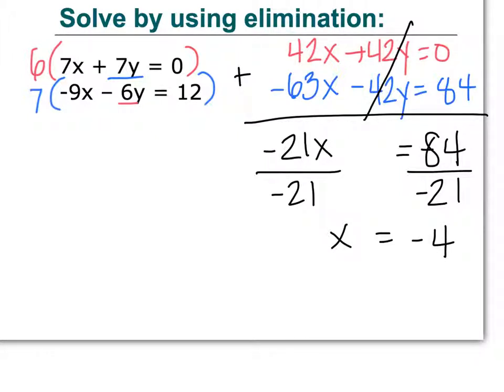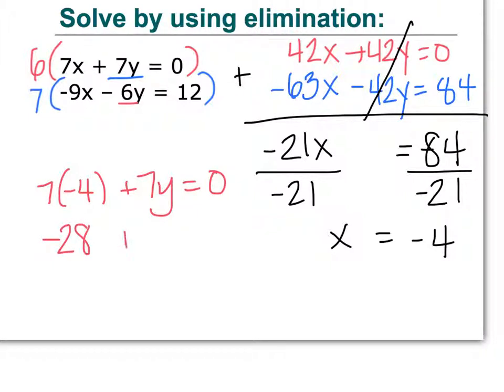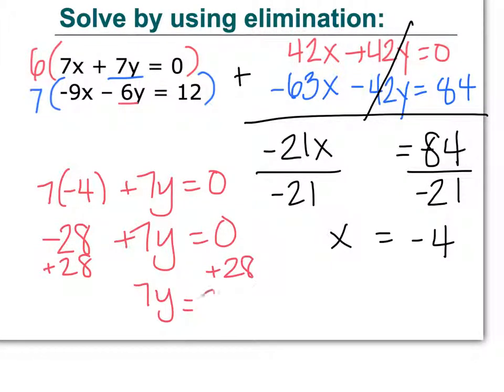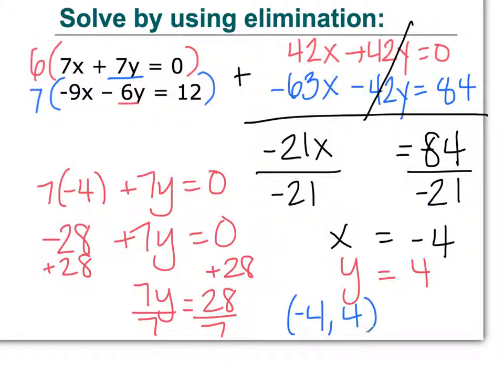Now I can plug that back into either of the two originals. I'll just do the top. So 7 times negative 4 plus 7y equals 0. 7 times negative 4 is negative 28 plus 7y equals 0. I can add 28 to both sides and get 7y is equal to 28. Divide by 7, and y is equal to 4. So I get the ordered pair negative 4, 4.